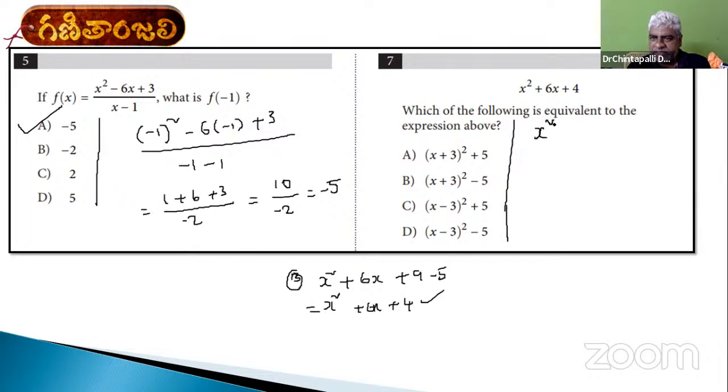x square plus 6x. This is called the completing the square method. Here we know it is in the form of a square plus 2ab plus b square. b is nothing but half of the x coefficient. The x coefficient is 6, half of it is 3. 3 square is 9. There is no 9, that's why we add 9 and subtract 9.